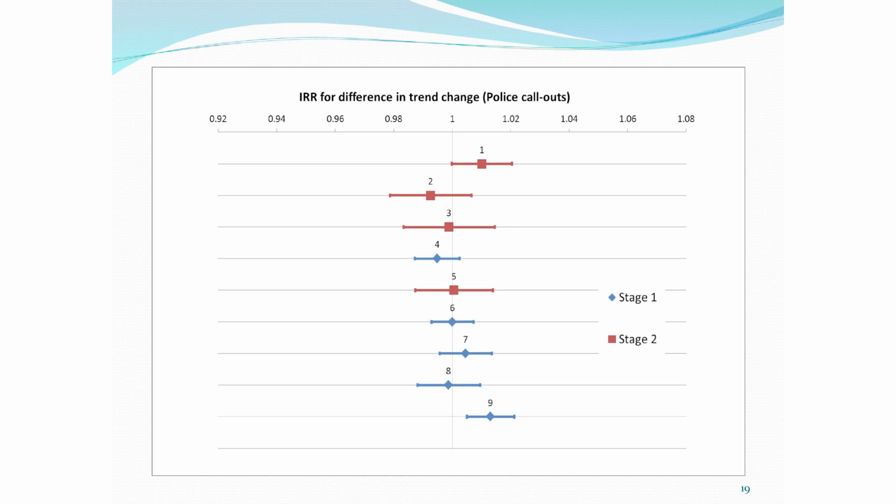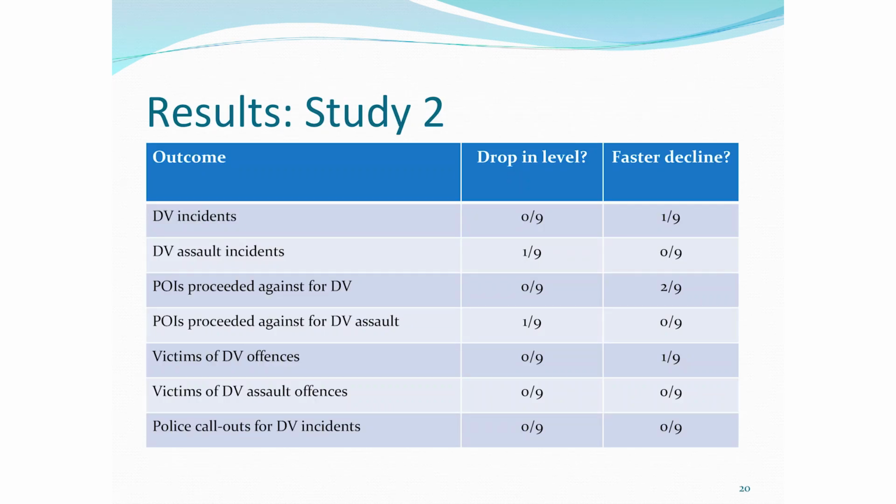So looking at the overall effects for drop in level or faster decline for each of them, the news is not much good. You can read it yourself, but you can see that only 1 or 2 cases in every one of the outcomes went the right way or went the way we'd all want. In the other cases, there was either no effect. So what do we take from that?